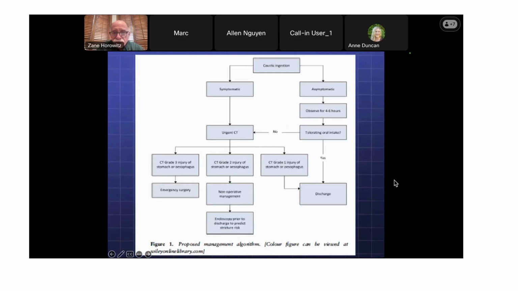This is an algorithm proposed by someone. Basically you can do the CT. If it's completely normal, you're done, maybe. If it's not, then you still need to probably scope them if they're still symptomatic.